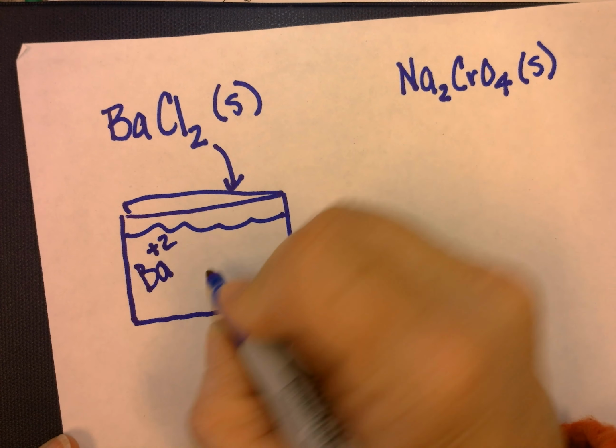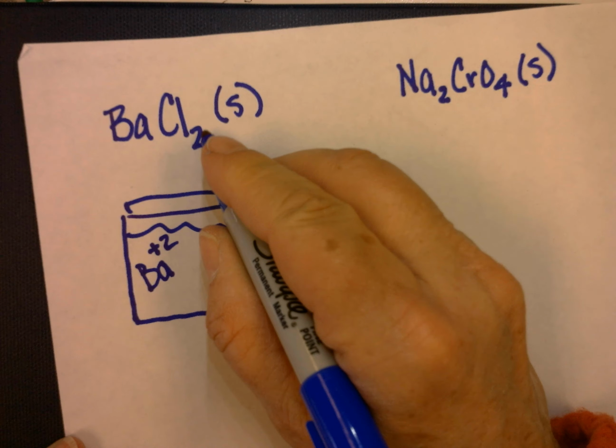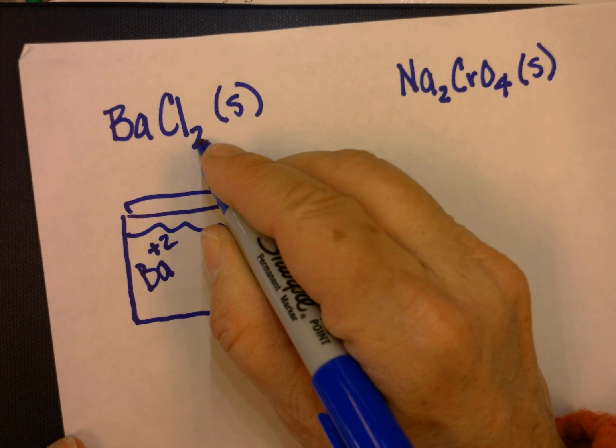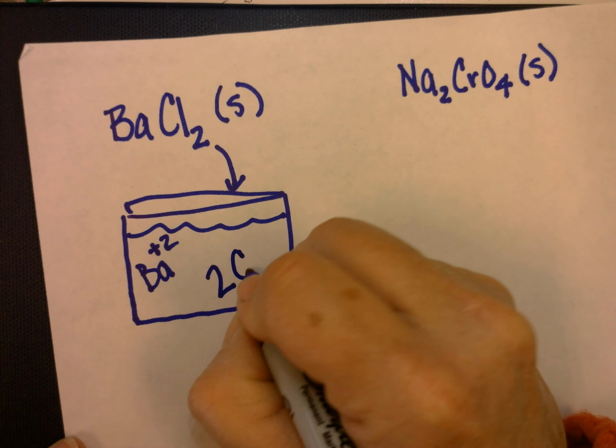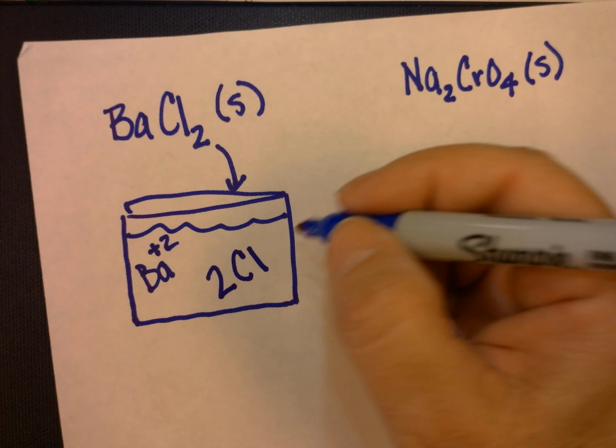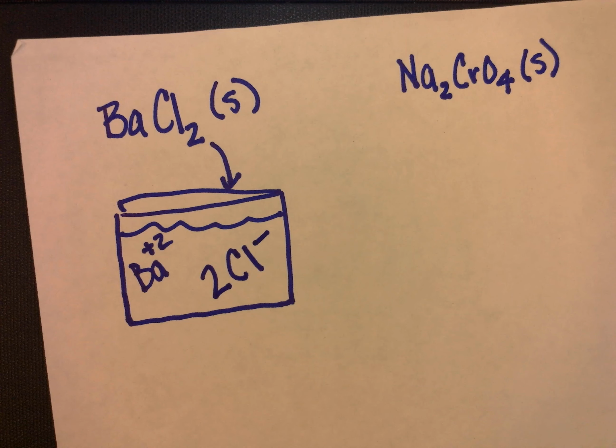And then I'm going to get, for every 1 barium, 2 chlorides, because there's 2 of them there. 1 barium, 2 chlorides. So I'm going to get 2 chlorides, and they have a -1 charge. And they're going to be floating around. This is reversible, so there will also be some barium chloride, but I don't care about that. I just care about the ions.